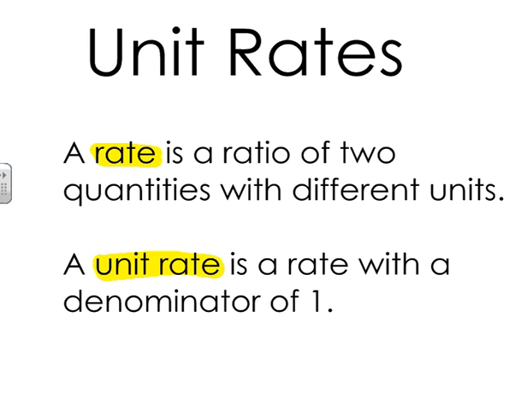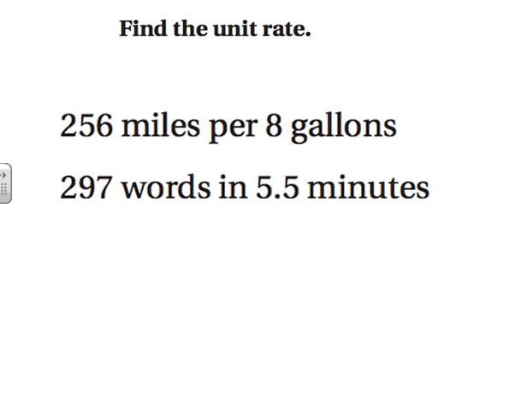So instead of saying how much it snowed in 8 hours, you would say how much it would snow in 1 hour. Or instead of saying how many inches you would go in 12 seconds, you would look at how many inches you would go in 1 second. So a unit rate has a denominator of 1. Let's look at a few examples.